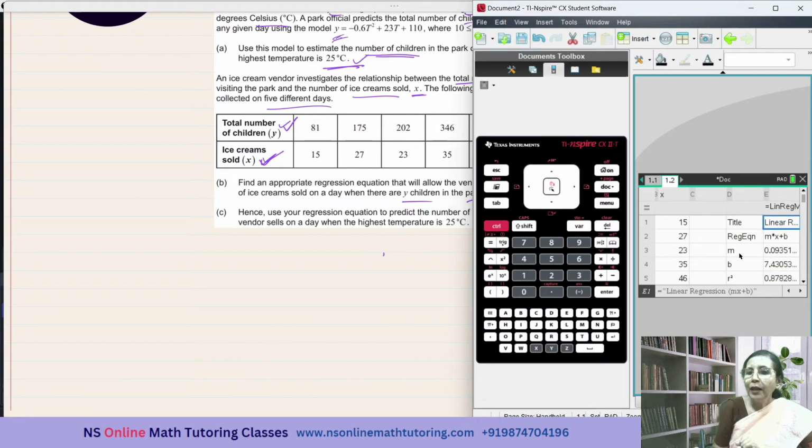We keep all the other things as they are and we press OK and we have got the values. The regression equation is mx plus b. M is equal to 0.09351, and up to 3 significant figures, it will be 0.0935.